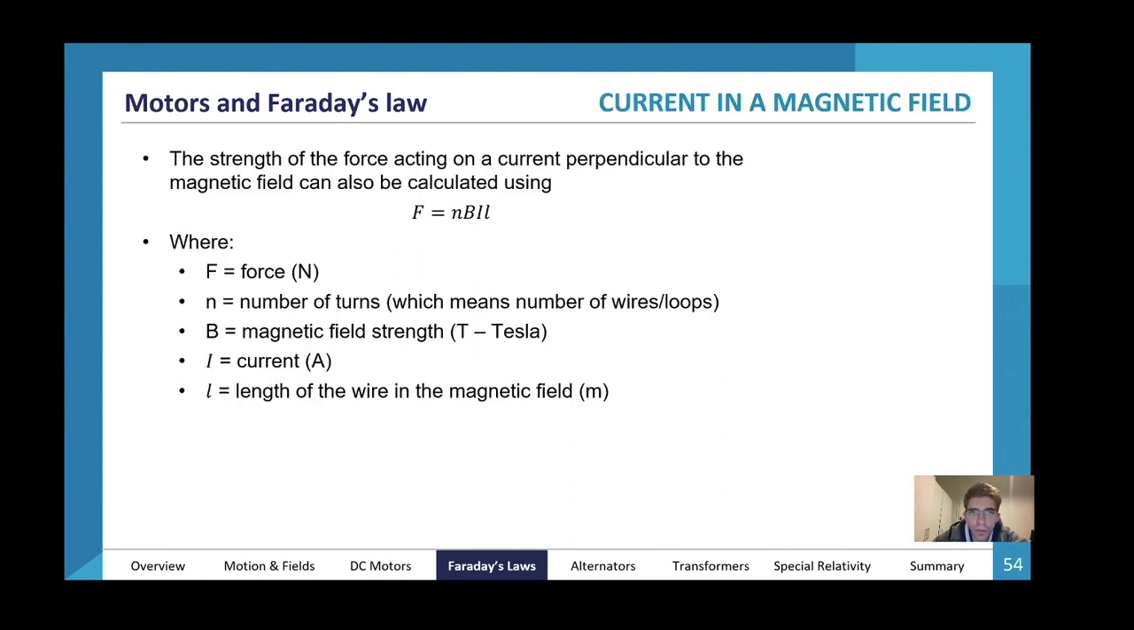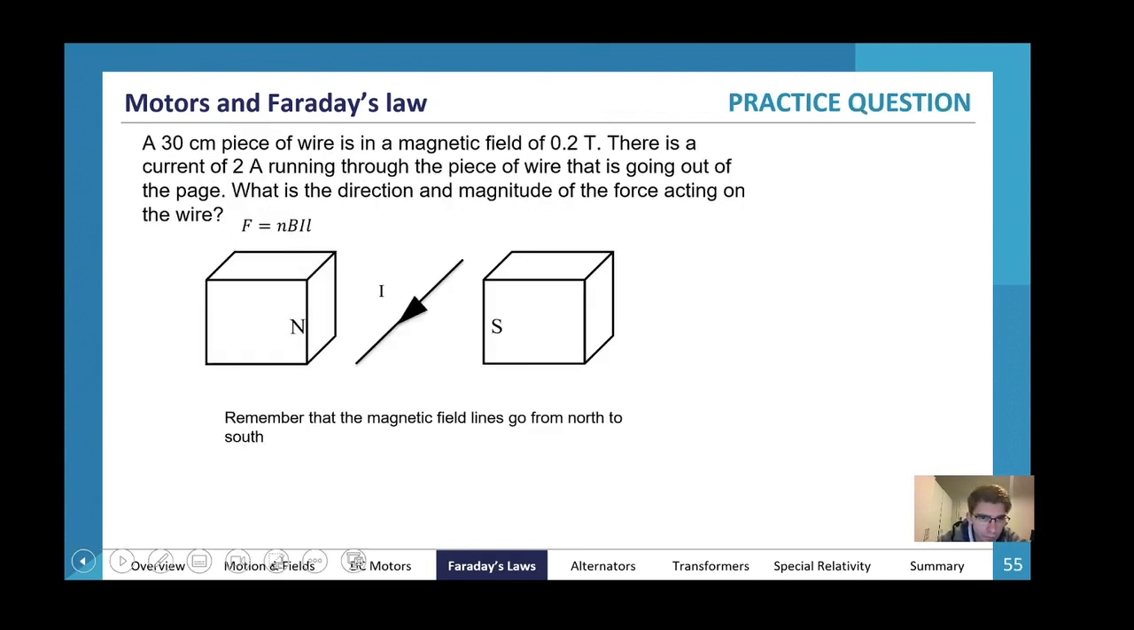So F is equal to NBIL. Should we assume it's only one wire because it says a 13-meter piece of wire? B is equal to 0.2, current is 2, and length is 30 centimeters or 0.3, and you multiply them together.